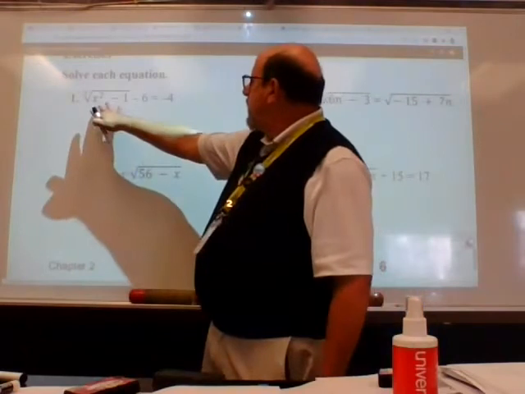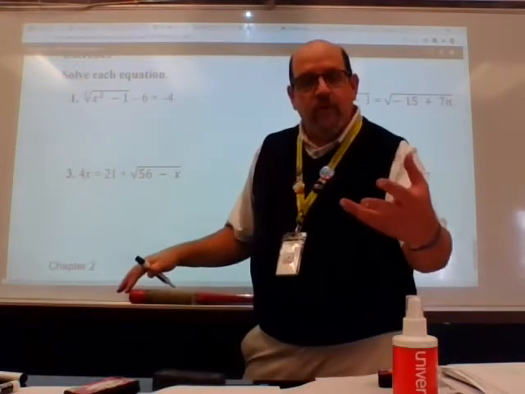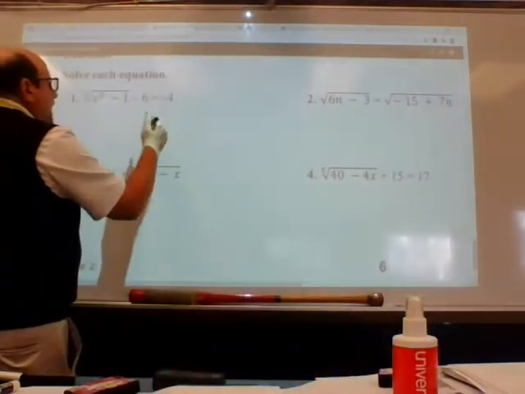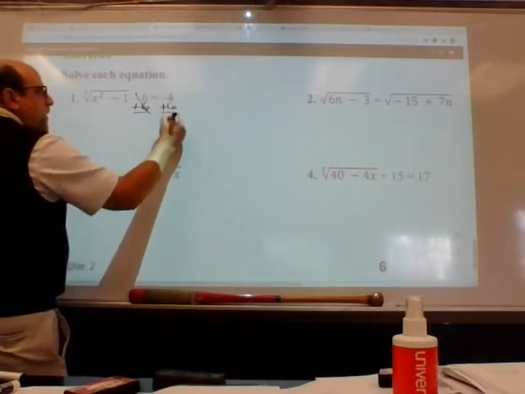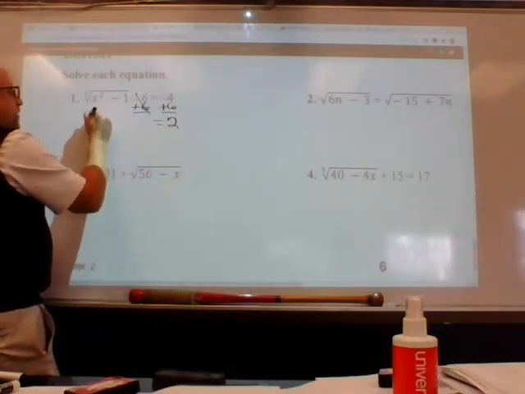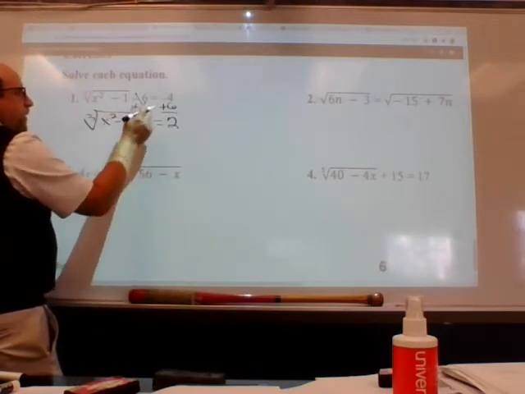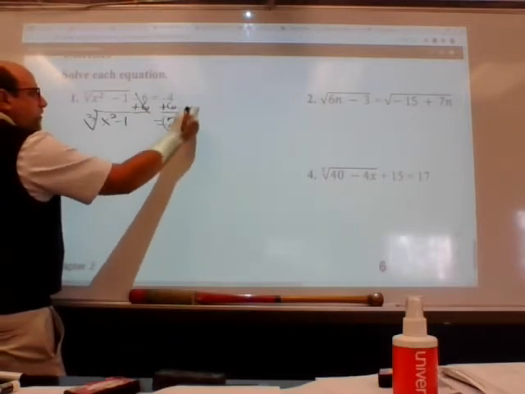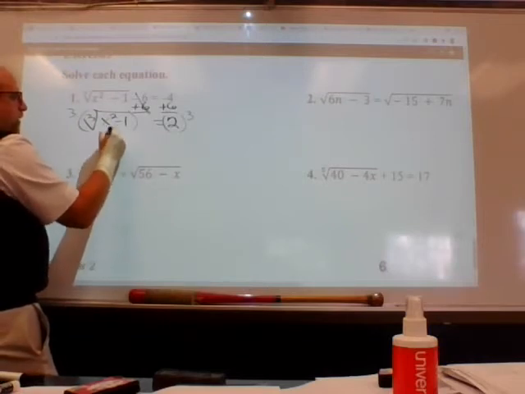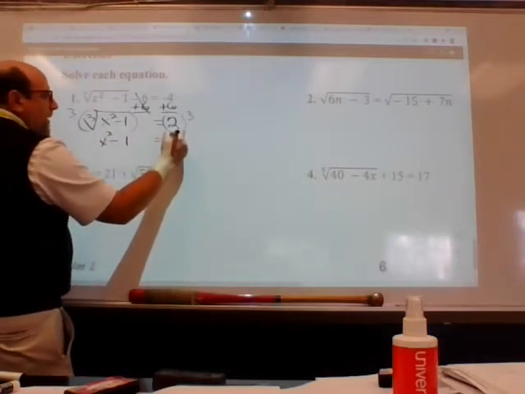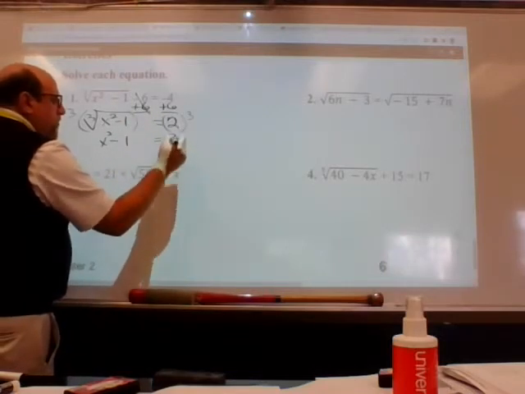Here we go. Got a cube root, minus 6 equals negative 4. Like we said, isolate the variable. We're going to add 6 to both sides. Gives us 2 equals the cube root of x squared minus 1. Looks good. Let's cube both sides. Now we have x squared minus 1 equals 8. I want it equal to 0, so I'm going to subtract 8 from both sides.